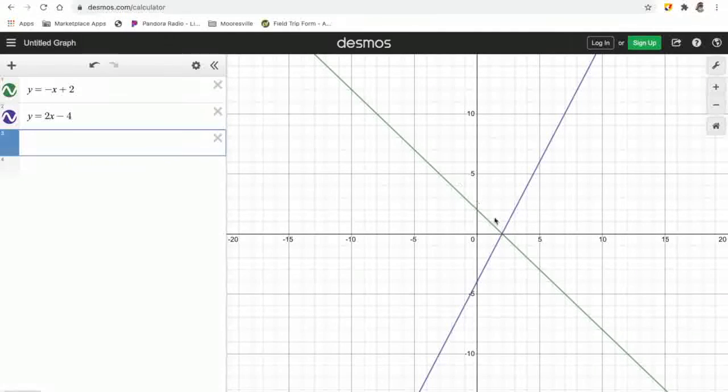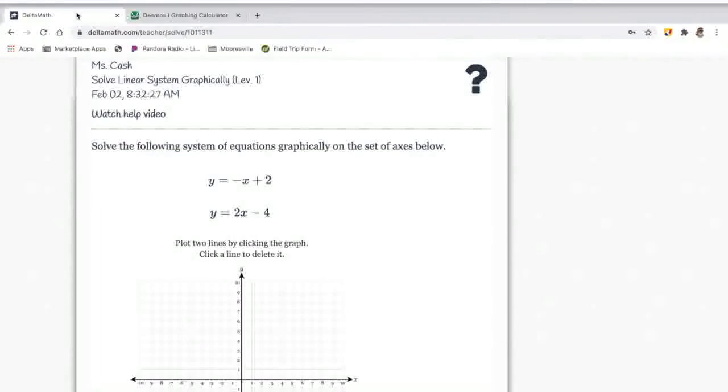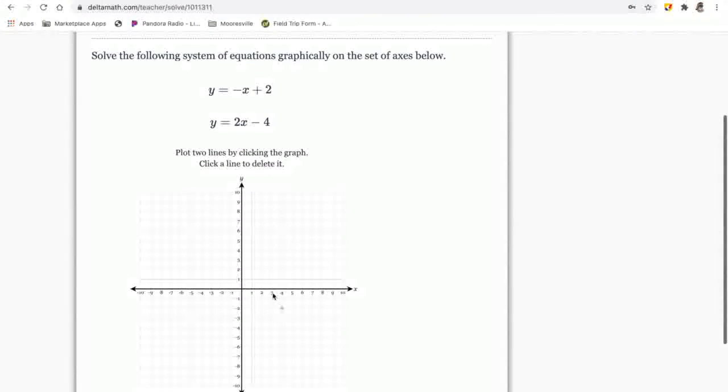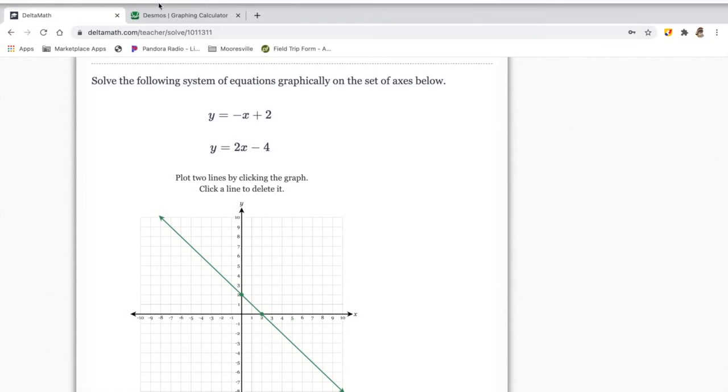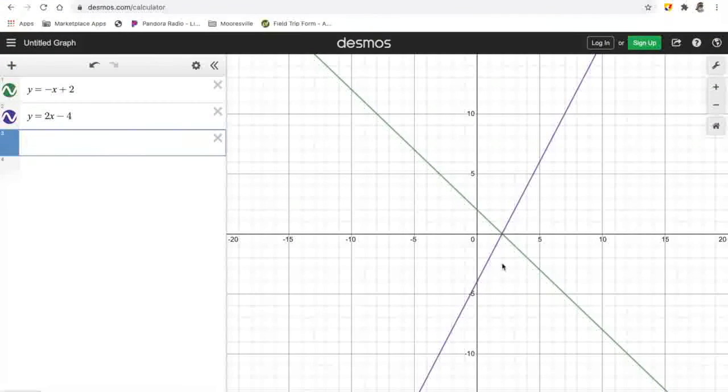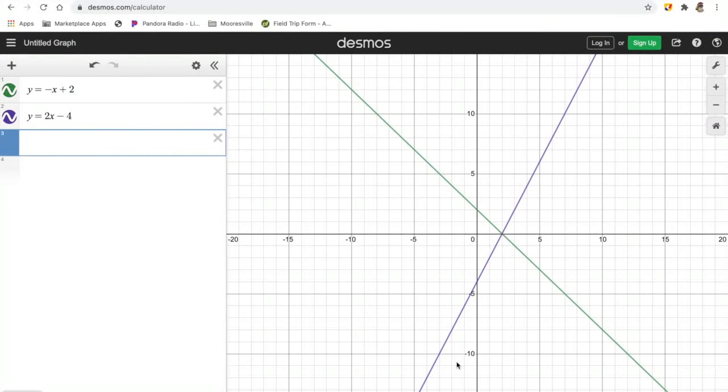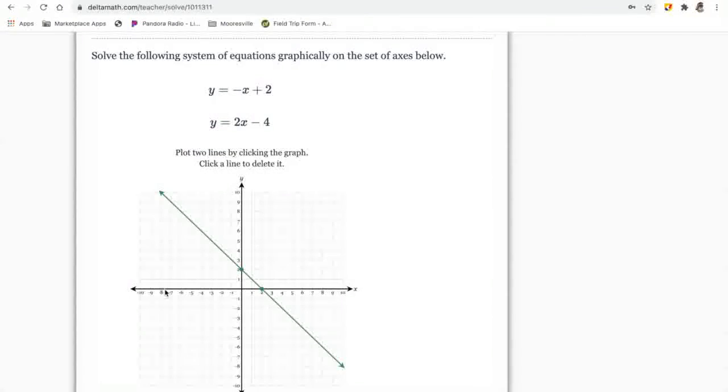I'm going to draw the green graph first. Looks like that crosses the x-axis at 2, the y-axis at 2. I go back into Delta Math. Crosses the x-axis at 2, the y-axis at 2. I'm going to go back to Desmos. Let's pick up that purple line there. It looks like it's crossing the y-axis at -4, the x-axis at 2.